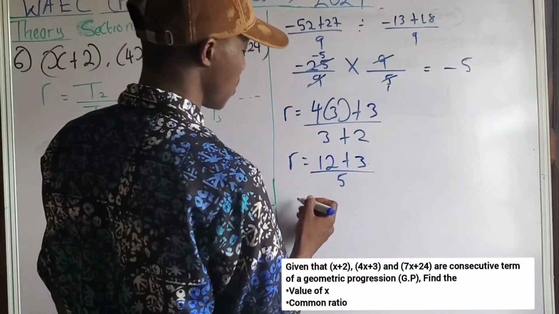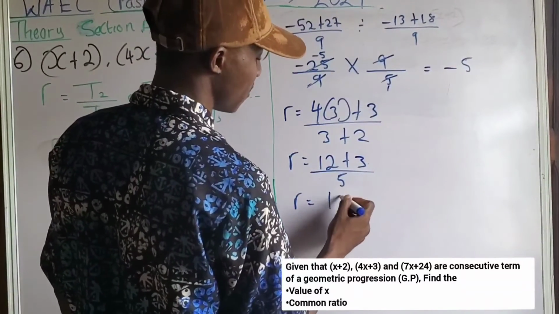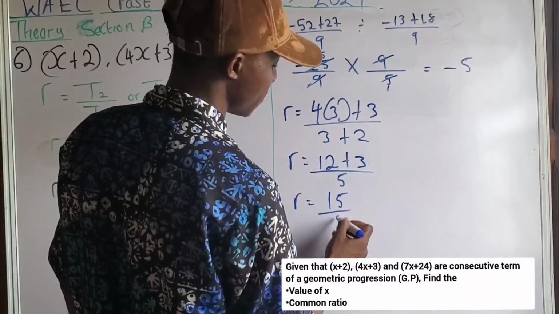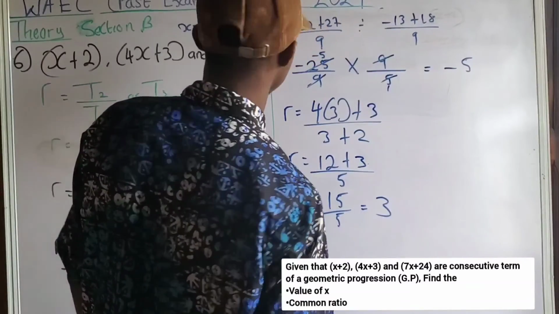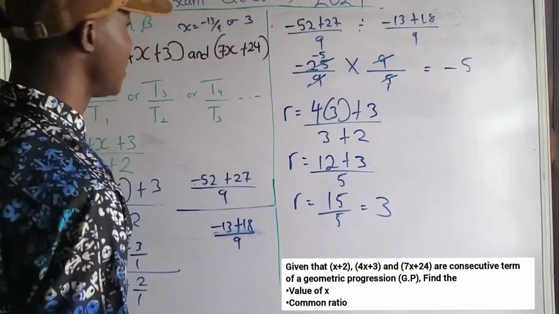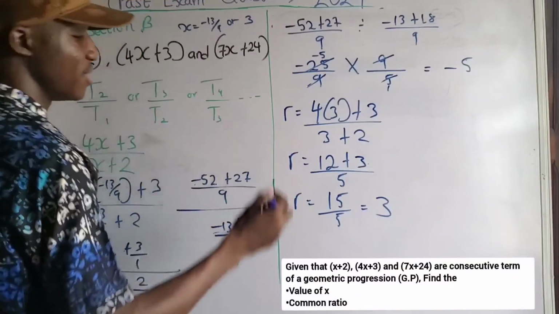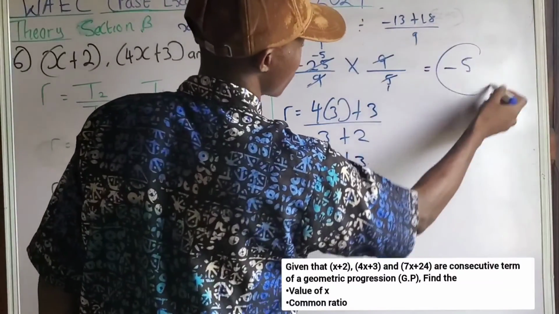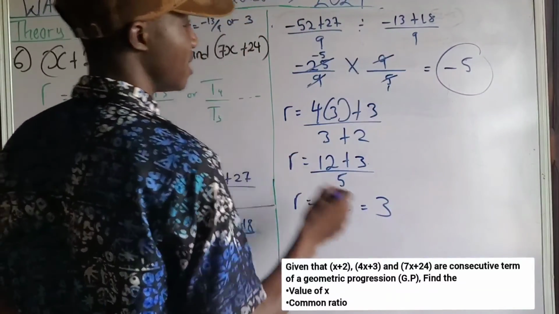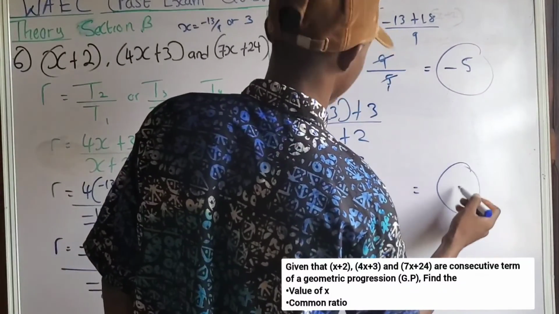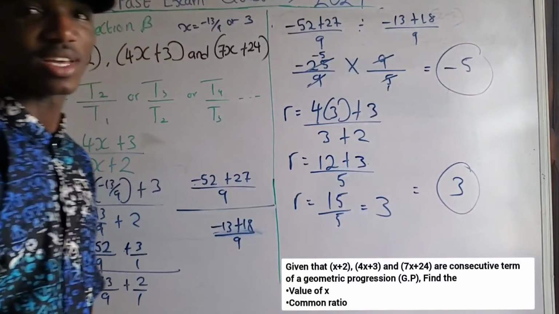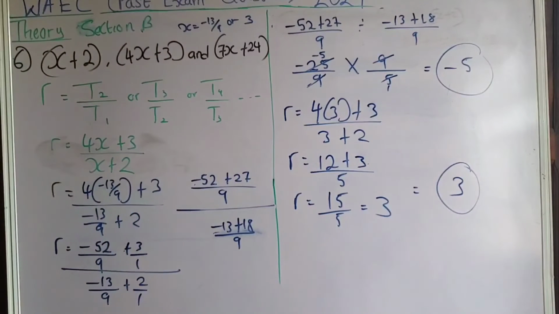Now, 12 plus 3. That is what? 15, right? 15 divided by 5. That is what? 3. Okay. So when x is negative 13 over 9, the common ratio is minus 5. And when x is 3, the common ratio is 3. Do you understand? Okay, so that is the solution to that question. I'm very sure you understand it.